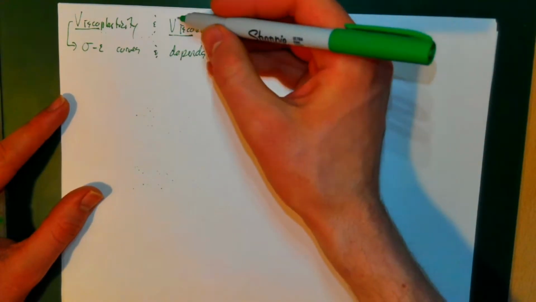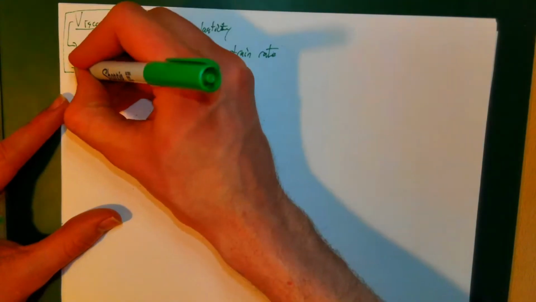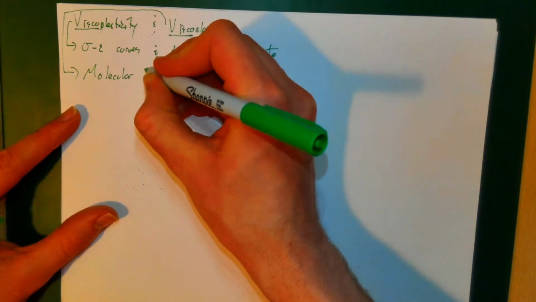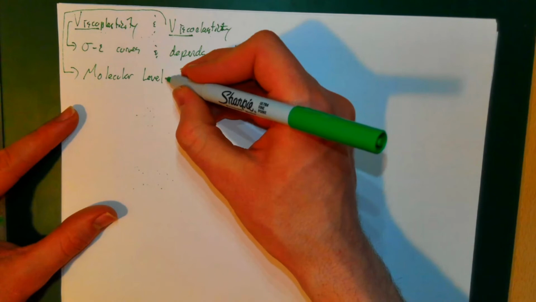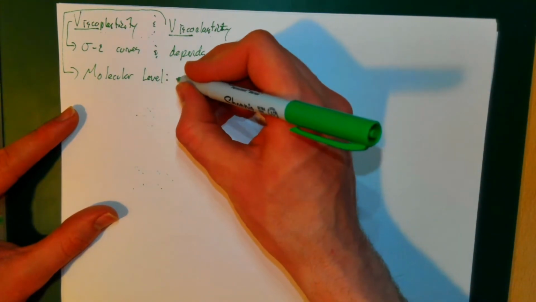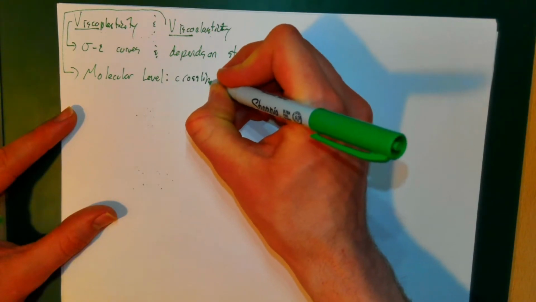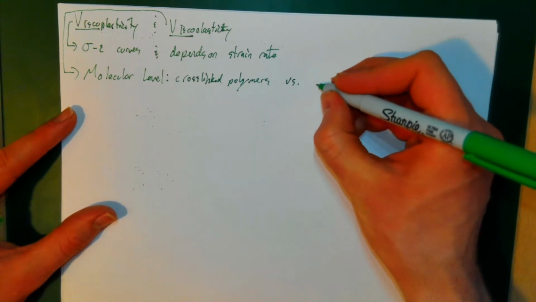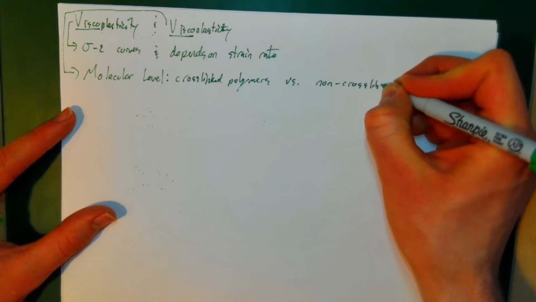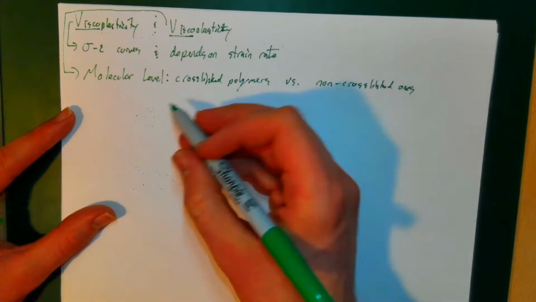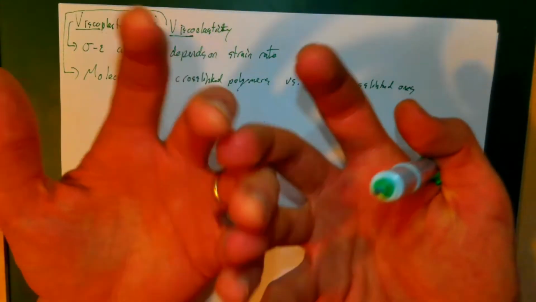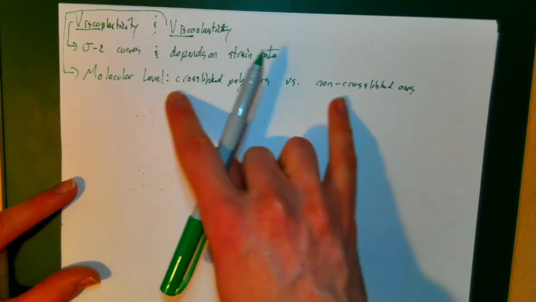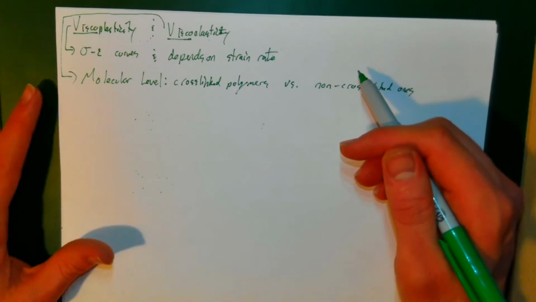And then the second thing we're going to talk about is viscoelasticity, which is going to be the main topic that we'll discuss. We'll discuss what happens on the molecular level, and the key difference between what happens to cross-linked polymers versus non-cross-linked ones, and what's happening on the level of polymers and chains and deformation of the chains and uncoiling and things like that. So we'll make connections between what's happening on the molecular level and some properties that we observe macroscopically.